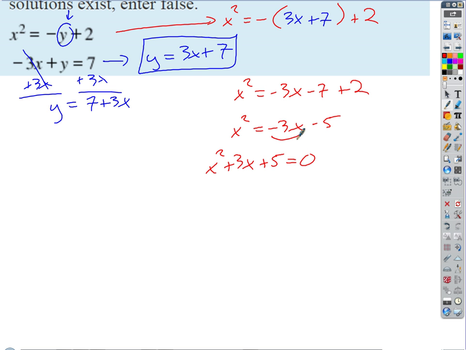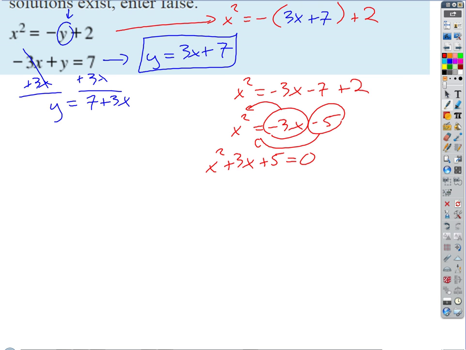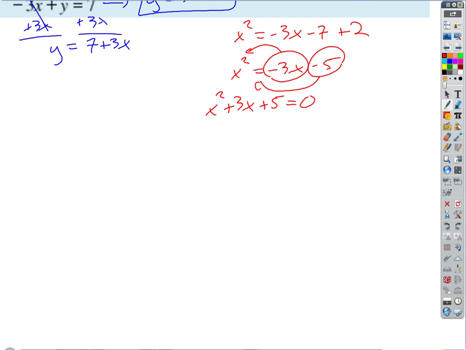So effectively, I just moved these terms to the other side of the equation, right? And so now, here's my quadratic equation in standard form. x squared plus 3x plus 5 equals 0. This time there are no magic numbers. There are no numbers that multiply to 5 and add to 3. And so we've got to fall back on plan B, which is the quadratic formula.